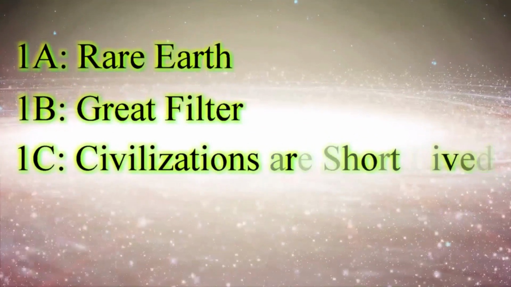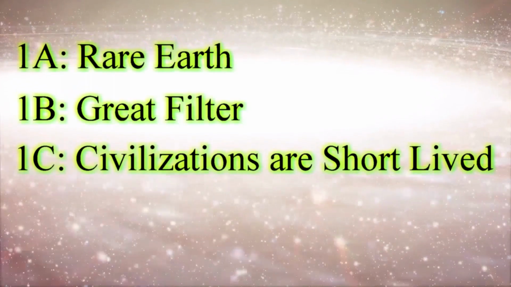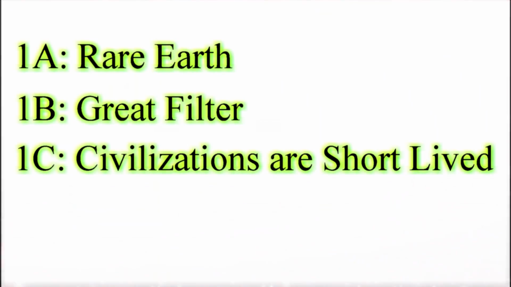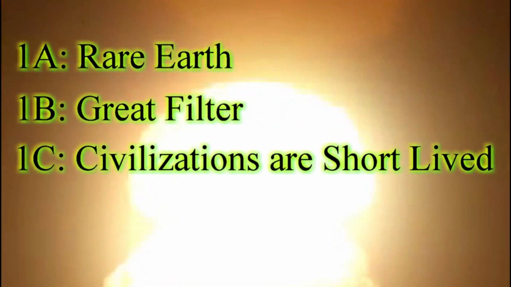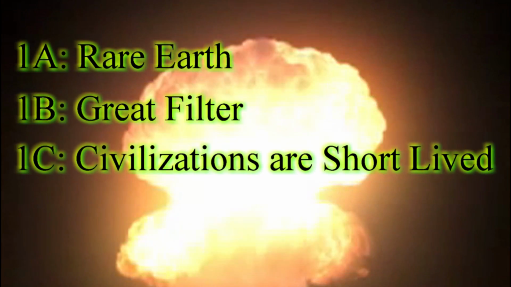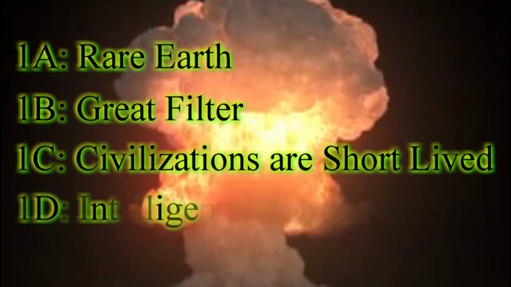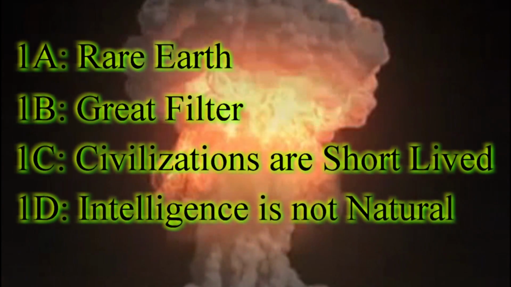Category 1C, Civilizations don't last long. This category usually assumes technological civilizations aren't too common in the first place, but that few if any will last long before destroying themselves, and not long enough to get out and colonize other stars. Category 1D, Intelligent life is not naturally occurring.